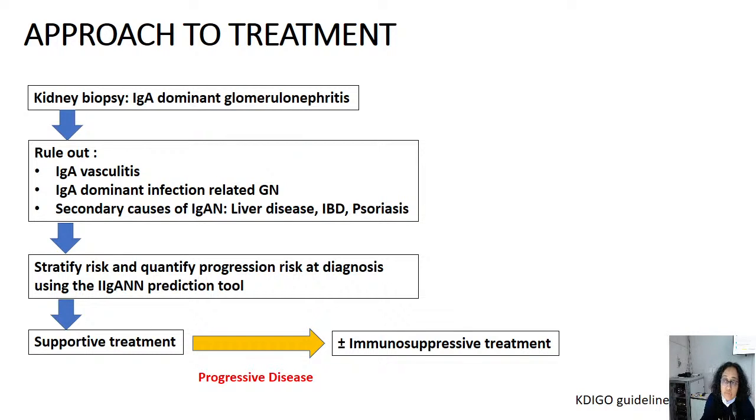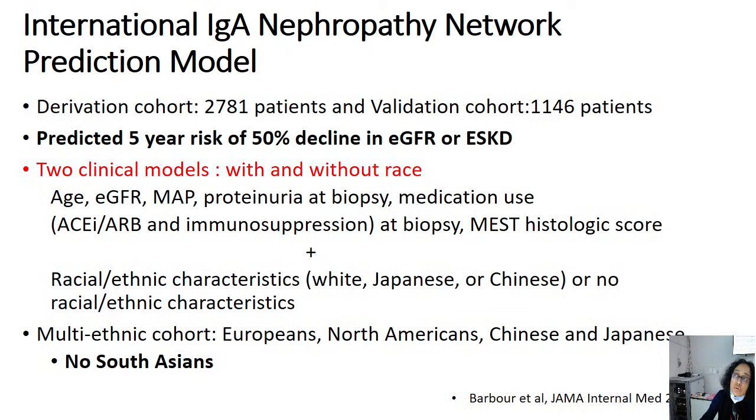Then you start supportive treatment in all the patients, and only if that does not work, you go for immunosuppressive treatment. So the International IgA Nephropathy Prediction Tool was based on 3,000 plus patients, Europeans, Chinese, Japanese, no South Asians. They predicted the 5-year risk of 50% decline in estimated GFR or the risk of end-stage kidney failure. And they developed two models.